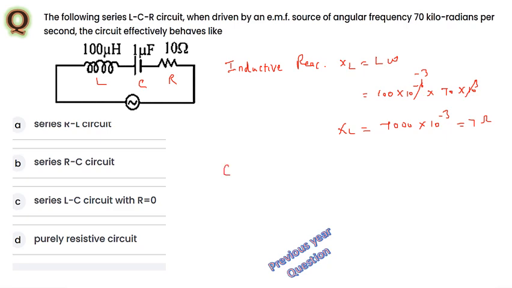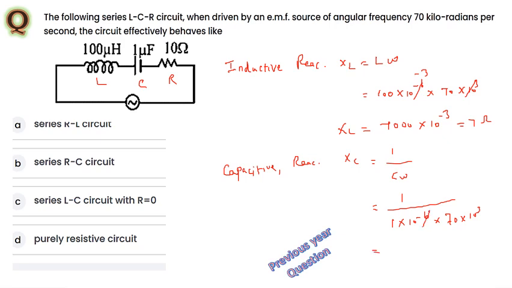Next one is capacitive reactance. See here, capacitive reactance, that is XC here. XC is 1 divided by C omega. So 1 divided by the capacitor value they have given, 1 microfarad, so 1 into 10 power minus 6, and the omega value here is 70 into 10 cube.